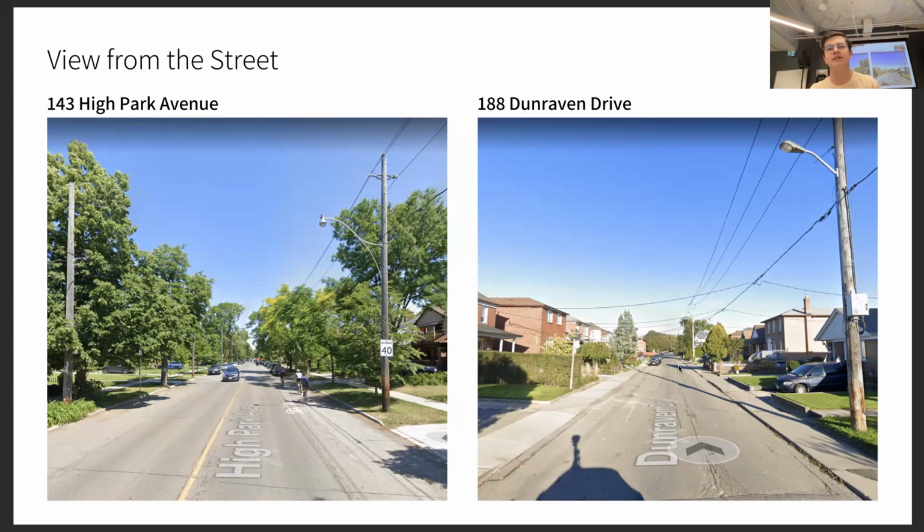This is what this walk looks like. I pulled two screenshots, just from Google Maps. On the left is 143 High Park Avenue, in the High Park area. And on the right is 188 Dunraven Drive, in Eglinton West. You can sort of see the disparity in tree coverage, just anecdotally on this walk. And it's a super common phenomenon.